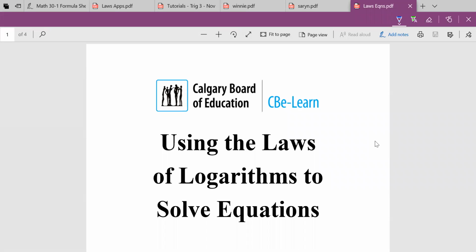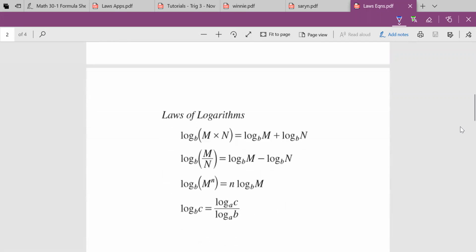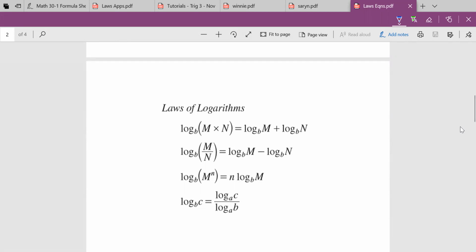Hello. What we're going to do in this video is use our laws of logarithms to help us solve some equations. One of the things I want you to think about as we're going through this is, first off, it never hurts to keep your laws of logarithms in front of you. You never know when you're going to need them.